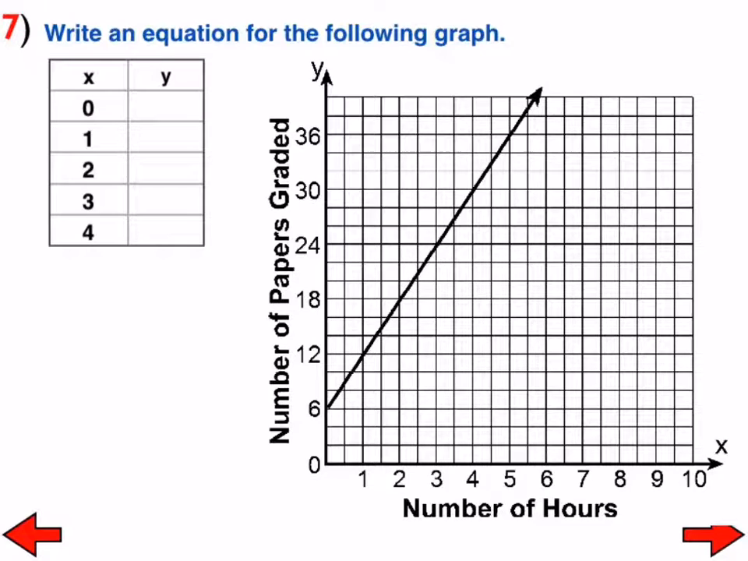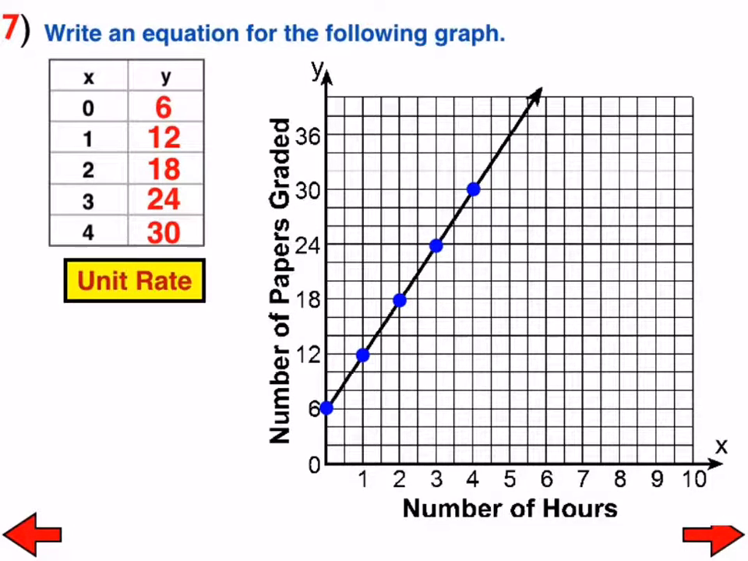Remember what we did yesterday is we had to find some perfect ordered pairs first, and then we went from there. So like yesterday, we needed to find some perfect ordered pairs first. One of them is 0, 6. Another one is 1, 12, and so on. So we fill in our table first. From there, we are supposed to find the unit rate.